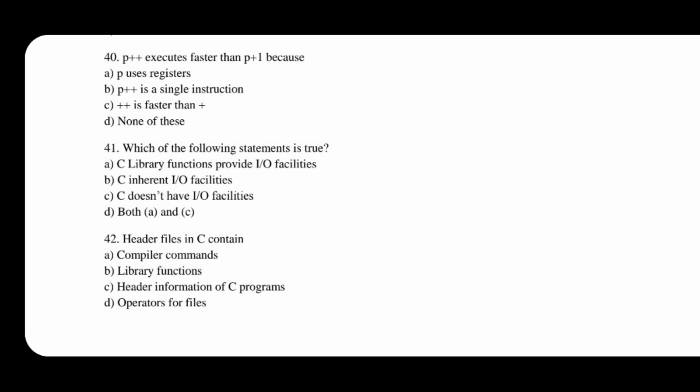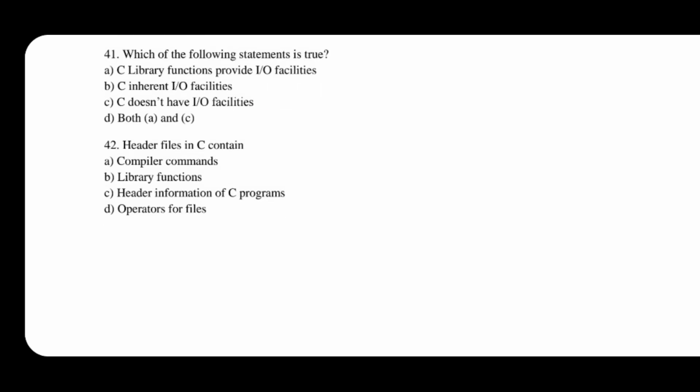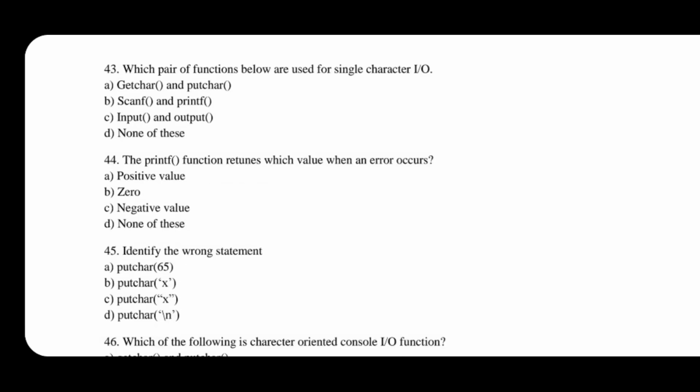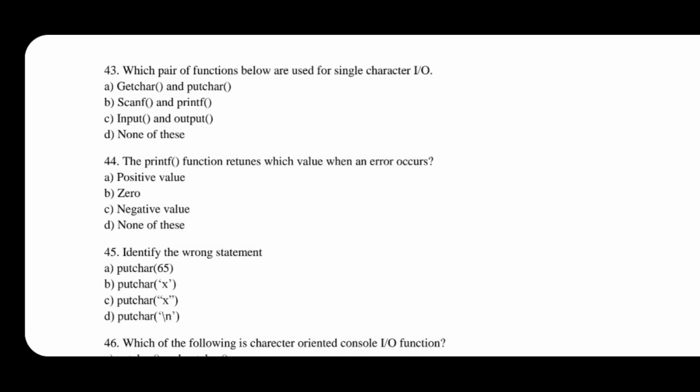Then question number 41, which of the following statements is true? So read the question carefully before attempting or before selecting the option. So the C library function provides input output facility, option number A. Then a header file contains the library function declarations, that is option number B. Okay, then question number 43, which pair of functions below are used for single character input output? So option number A is the correct answer, getchar and putchar.